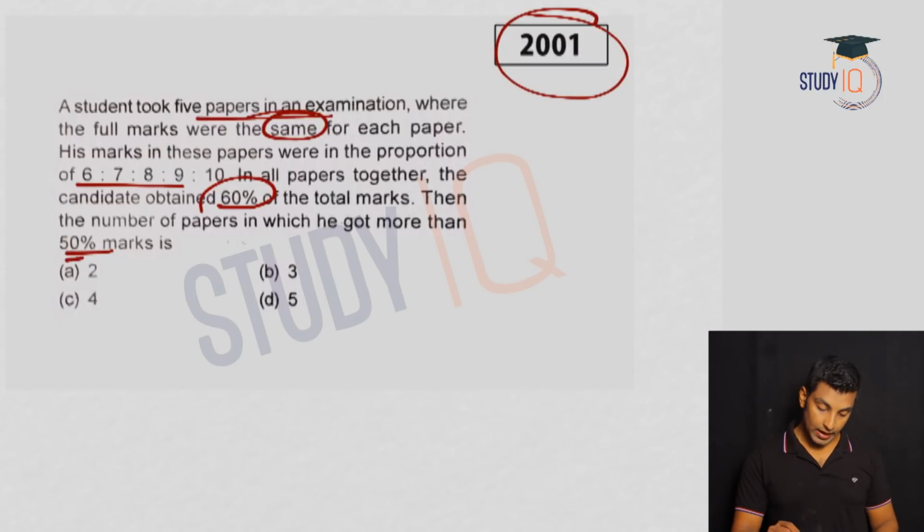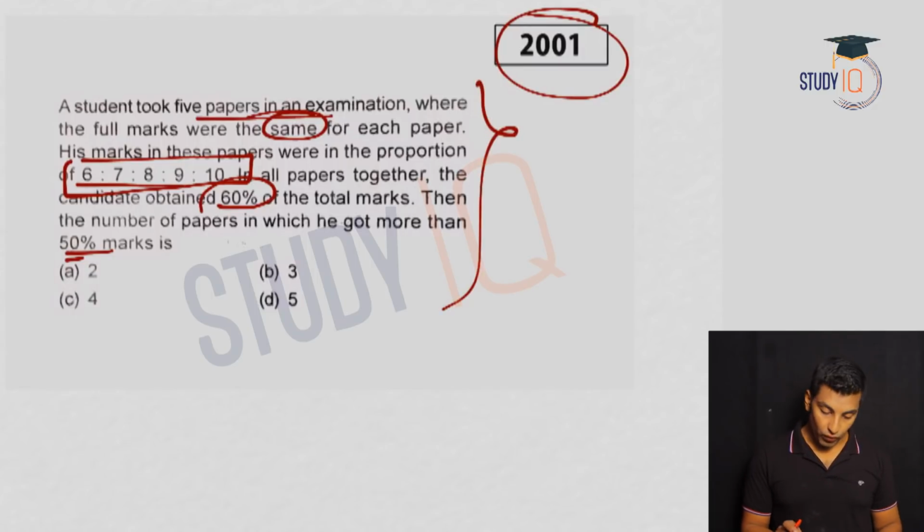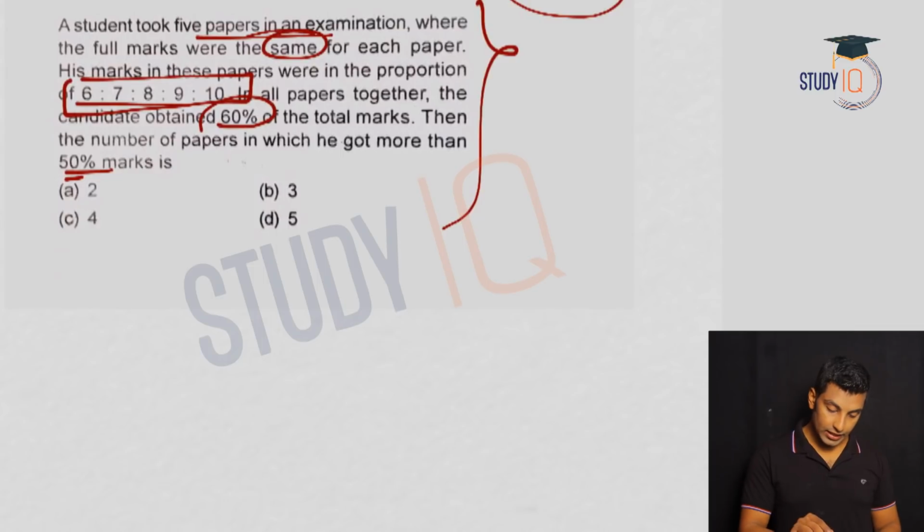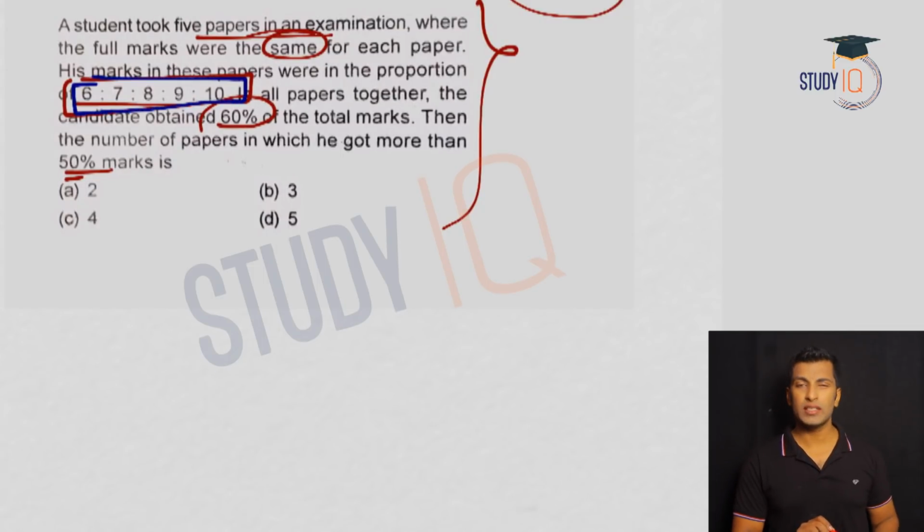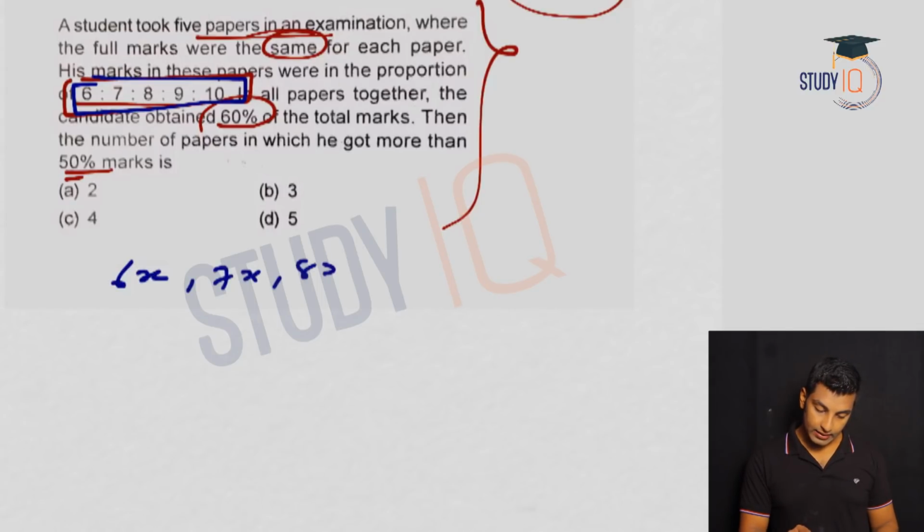So the ratio is given. This is what is important, right? 6, 7, 8, 9, 10 is the ratio. Now the total mark is the same for all cases. Since the ratio is given like this, if you remember, we have solved this kind of question earlier also. What I told you is, consider the marks are 6x, 7x, 8x, 9x and 10x. So these are the marks.